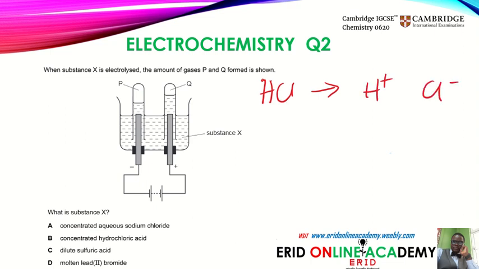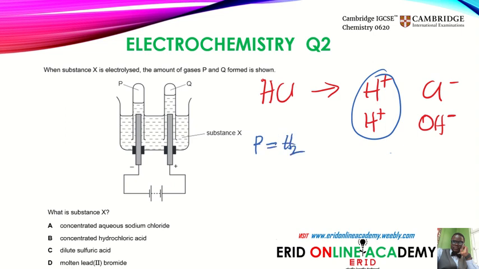And since it's concentrated, it means it's also aqueous. It's not molten, it's aqueous. So if it's aqueous, you also have hydrogen ion from water, and of course you have hydroxide ion from water too. So at the cathode, only one gas could have been discharged, and that is what? That is hydrogen that will discharge. So P, we are still getting the same thing, that P is what?